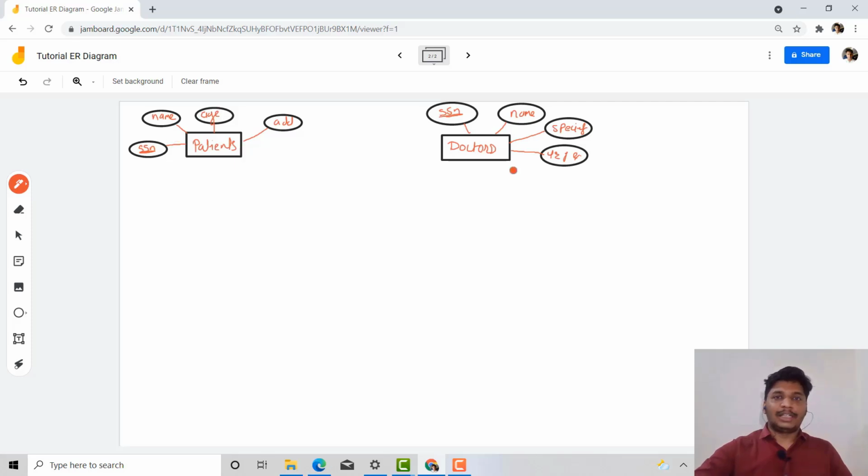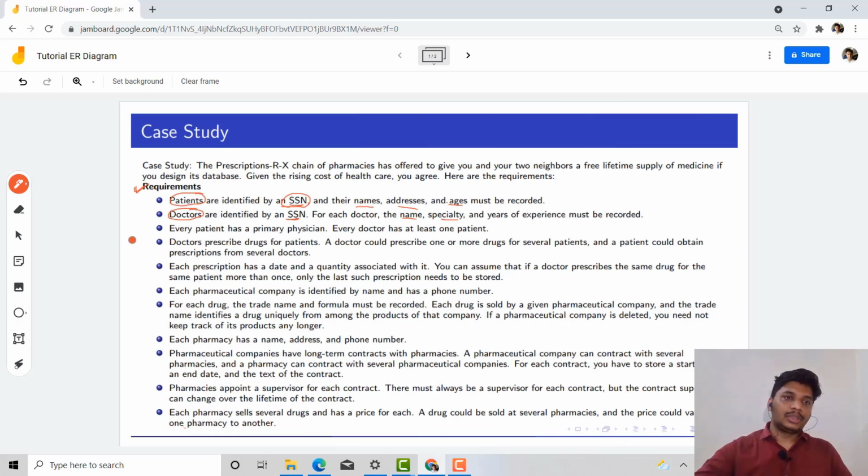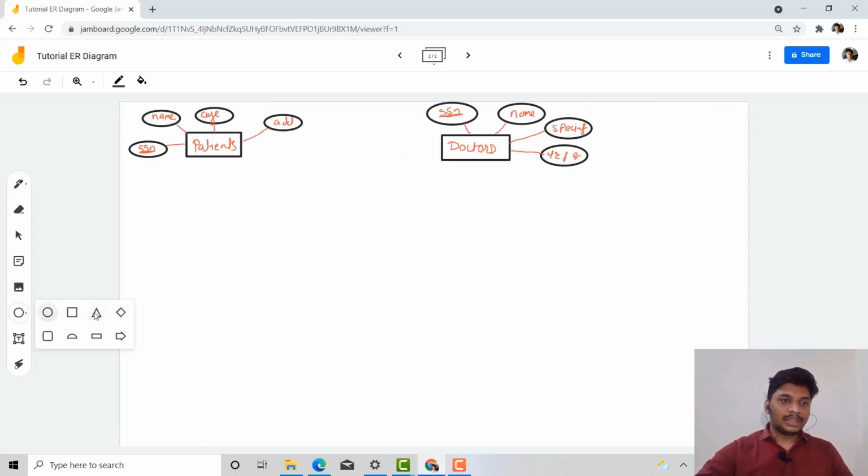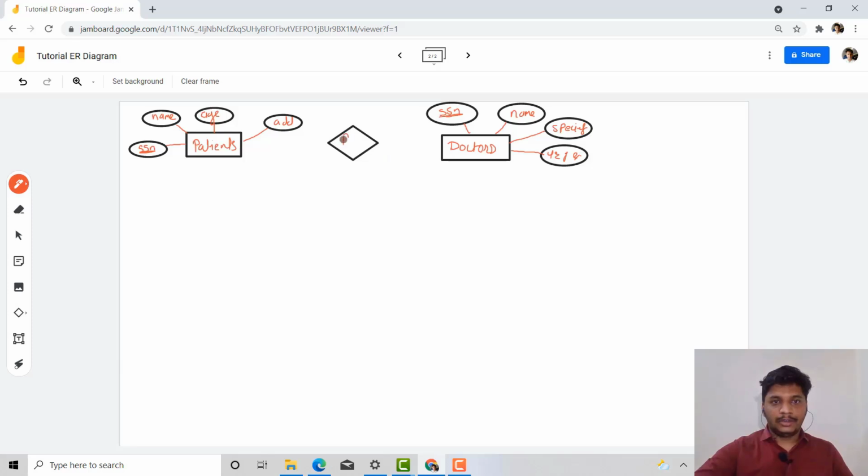Okay, so here patients and doctors are the entities, SSN, name, age, address are the attributes of entity patient. Now every patient has a primary physician, every doctor has at least one patient. So the relationship between the patient and the doctor is primary physician. So we need to draw one diamond shape here because it represents a relationship. The relationship is primary physician, right?